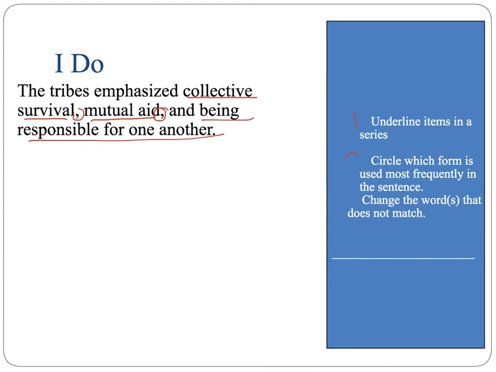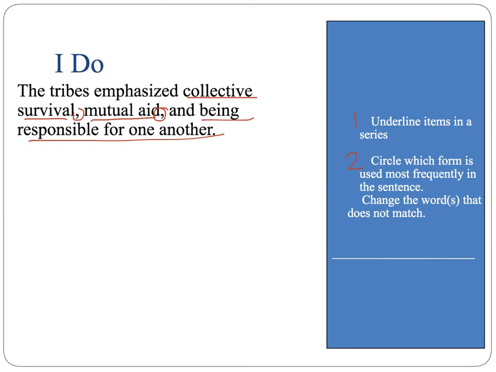Okay, then my next step says circle which form is used most frequently in the sentence. So I'm going to look for numbers, I'm going to look for parts of speech, I'm going to look for verbs and see if there's any consistency in any of those. So the first thing that stands out to me is that there are 2 words here and then there are 2 words here and they're separated by a comma. So I'm thinking that this is probably parallel in number. That's what the author was aiming to do. But they failed when they got to the last one.